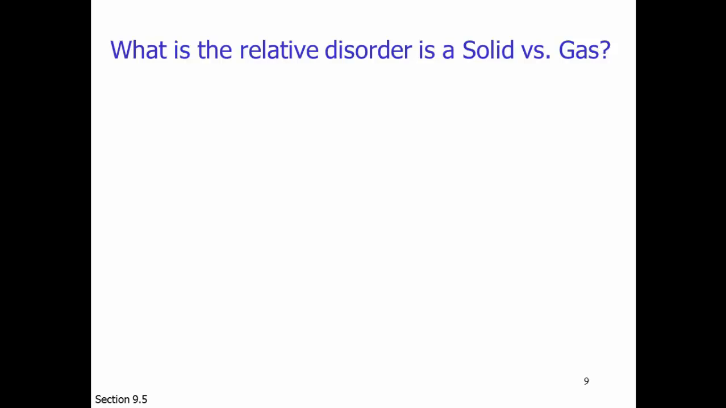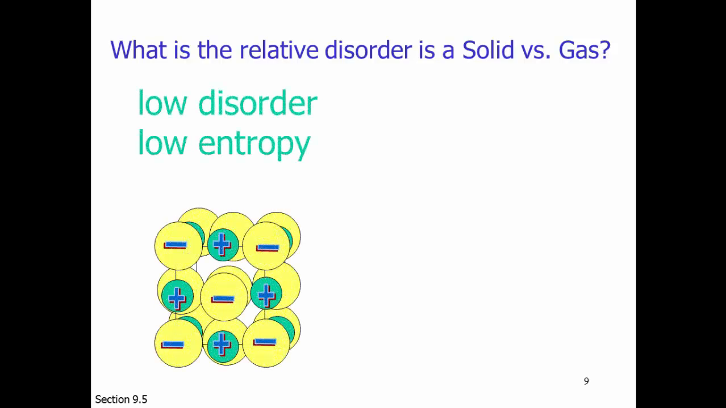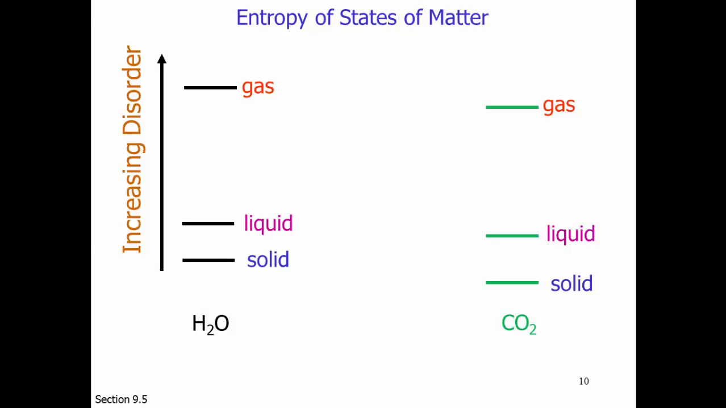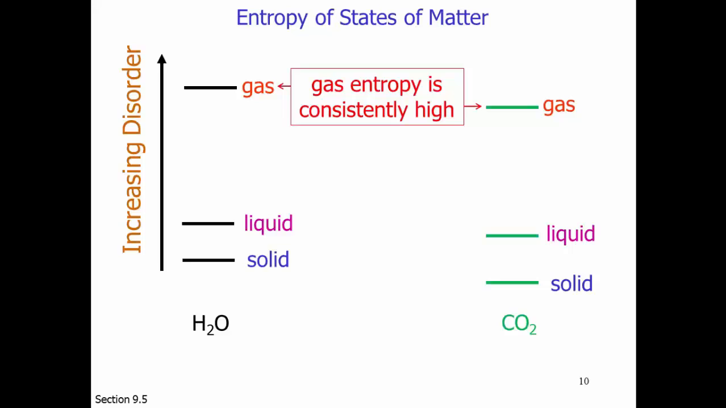What is the relative disorder of a solid versus a gas? We would say that solids have low entropy and low disorder. Gases have high entropy and a high degree of disorder. Graphing this, where the y-axis represents increasing disorder, we have water or carbon dioxide. Notice that solid is a very low entropy state, liquid is a somewhat higher entropy state, but gases are the highest entropy state by a significant amount for both materials. Gas entropy is consistently high.